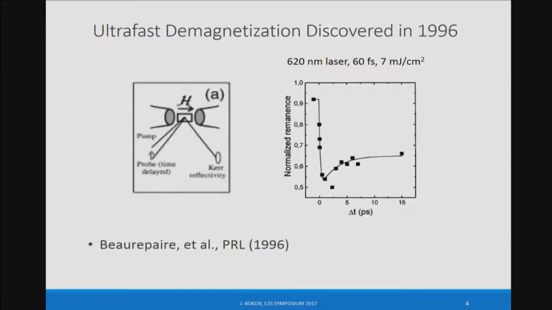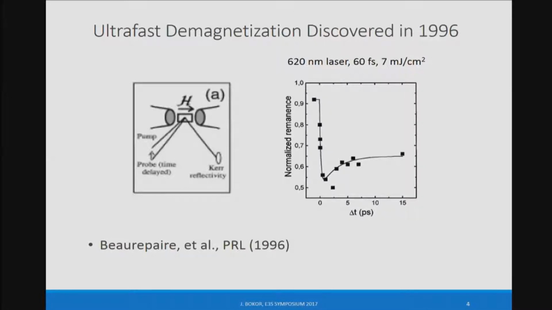Now, in 1996, a group in Strasbourg did an experiment where they shot a 60 femtosecond laser pulse at a very simple magnetic thin film of nickel. And I won't go into great detail, but there are ways with laser optics to probe magnetization, and they were able to do that on a time scale of sub-picosecond. And what was discovered was that the magnetization didn't switch, but it rapidly collapsed to about 50% of the saturation magnetization in a time scale on the order of 100 femtoseconds.